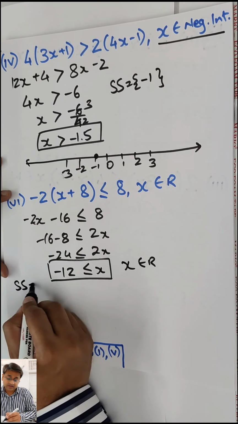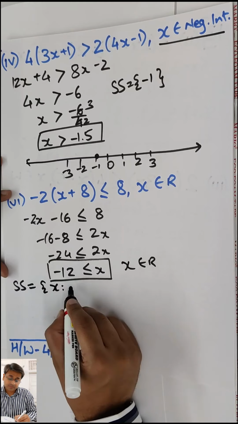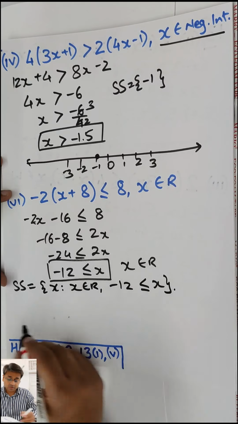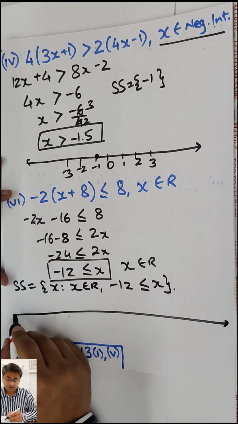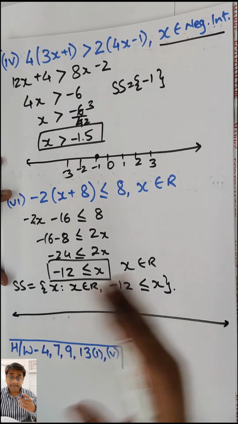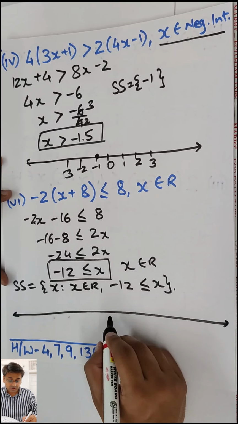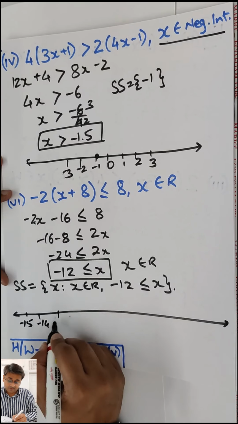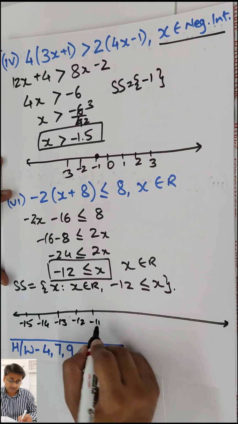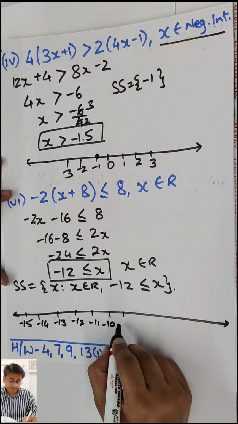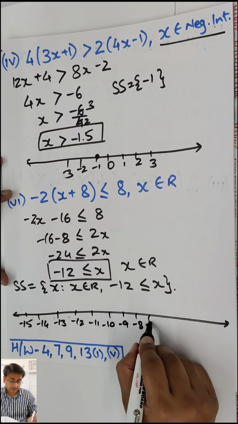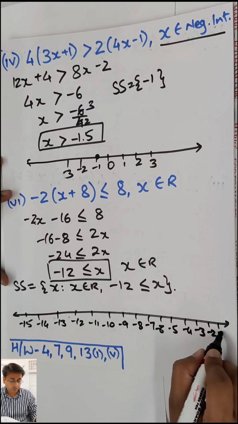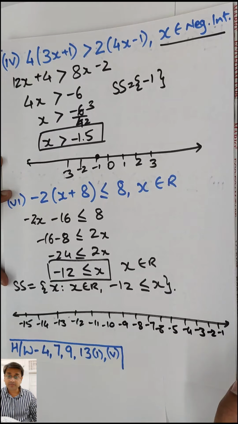So how will I write the solution set? X where x belongs to R and minus 12 is less than equal to x. Now we'll have to take minus 12 into consideration and numbers bigger than that, okay? So go till minus 12. For that, let's do it reverse this time. Minus 15 I'm starting from. 14, 13, 12, 11, 10, 9, 8, 7, 6, 5, 4, 3, 2, 1. I can't write beyond, so let it be this much only.